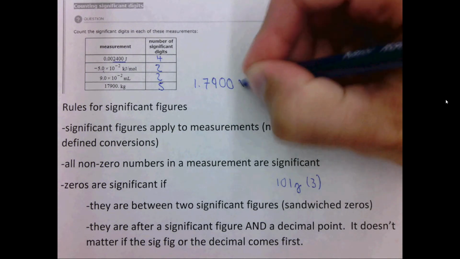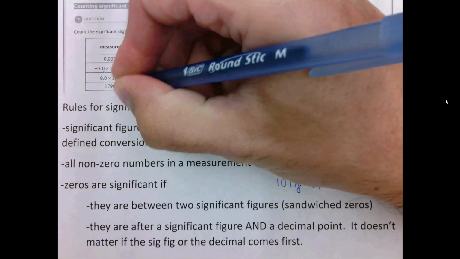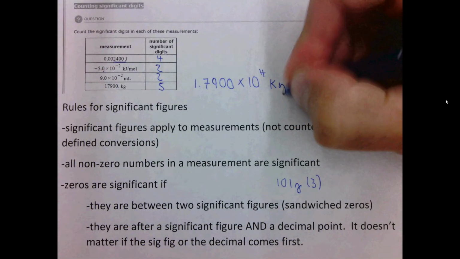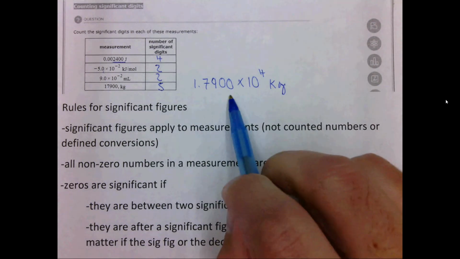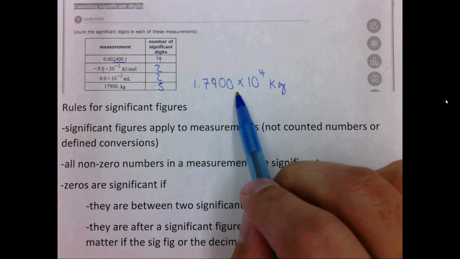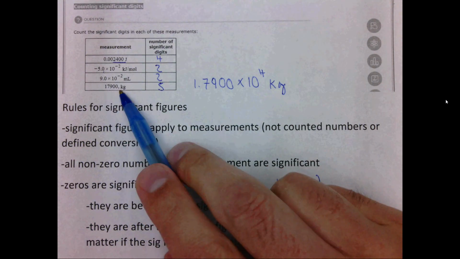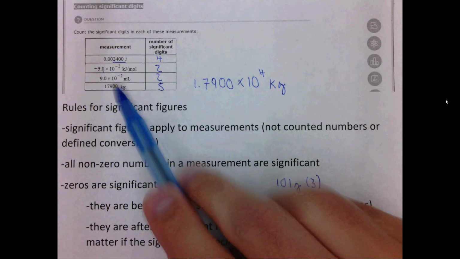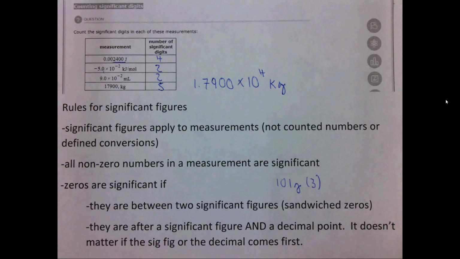1.7900 times 10 to the 1, 2, 3, 4 kilograms. This is without a doubt 5 significant figures because in scientific notation all of these are significant. In this case, they're trying to write this number with 5 significant figures by putting the decimal point at the end. But again, it doesn't exactly follow these rules.